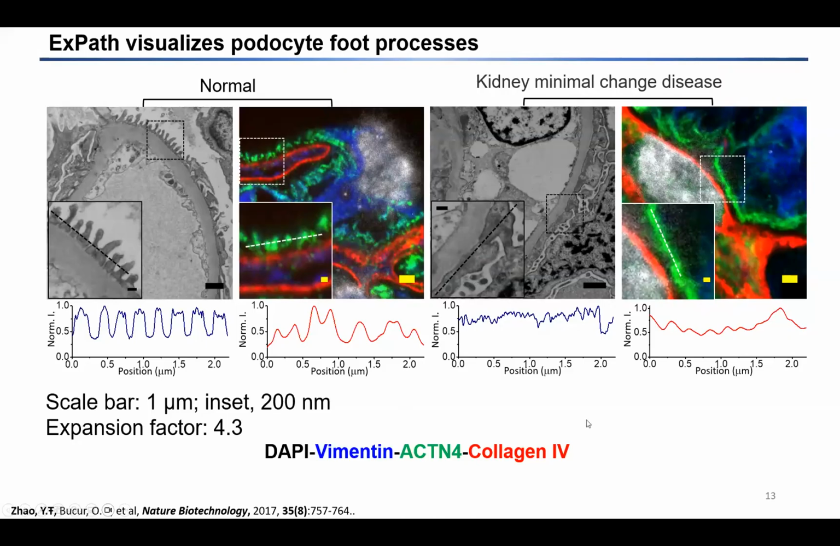We even tried to collect these images and then run a single-blinded experiment. So we had some volunteers look at the expansion pathology images of the kidney, basically giving them the ground truth, letting them learn about it, and then showing them the unlabeled images. And then they were able to correctly point out which one has the minimal change disease with 90% accuracy, compared to the one provided by regular fluorescent images.